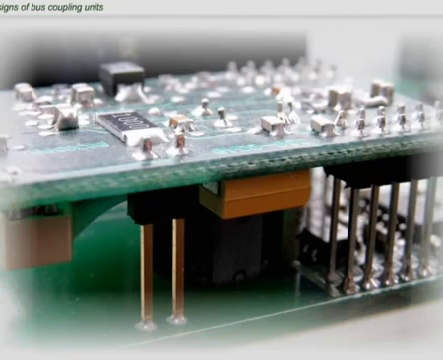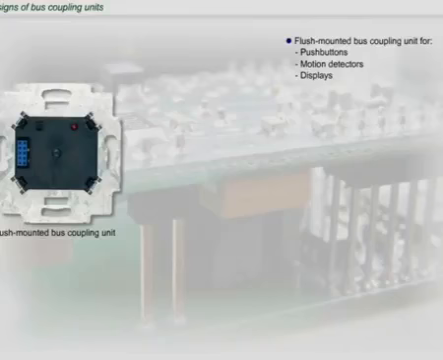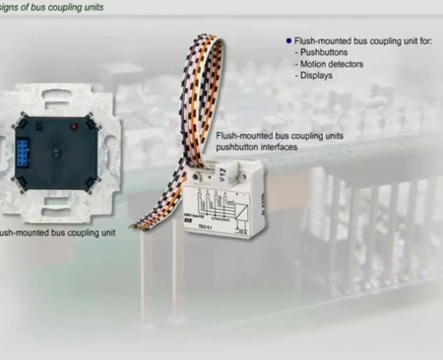Each bus device is equipped with a universal bus coupler, which receives its current function during programming. The most commonly used type is the flush-mounted bus coupler, which is normally designed for screw fixing. Bus couplers are also installed in so-called push-button interfaces that serve as a connection for conventional switching contacts.